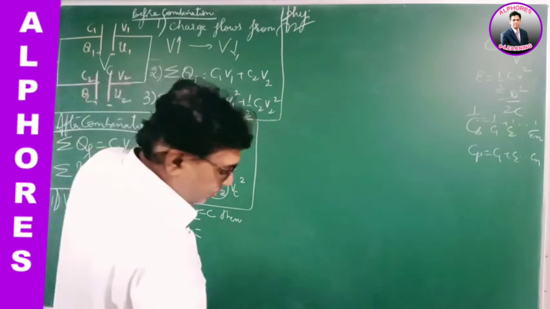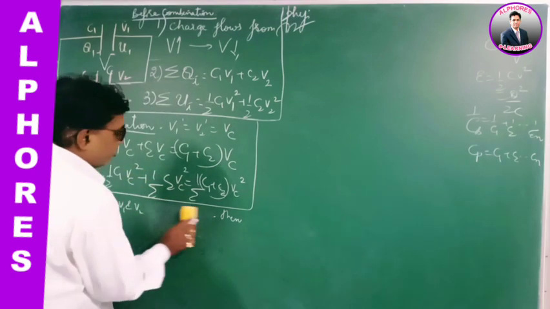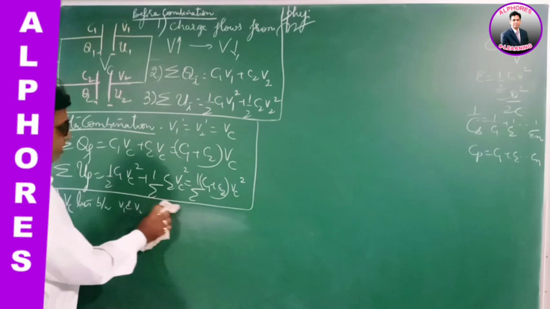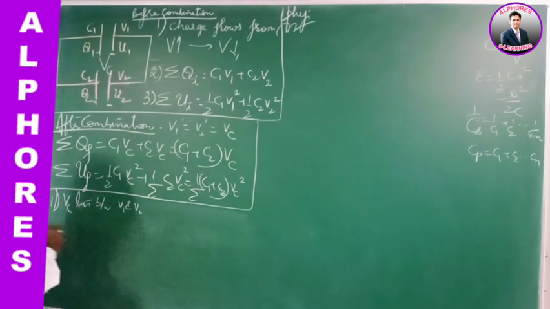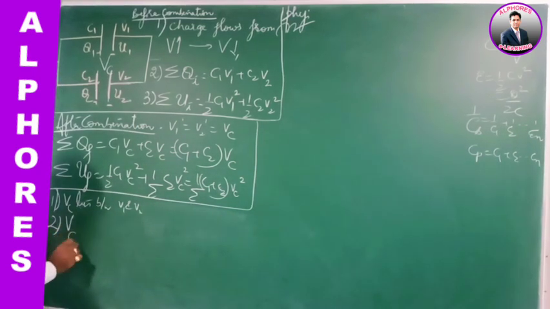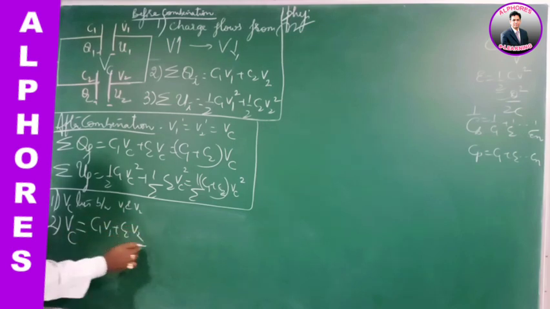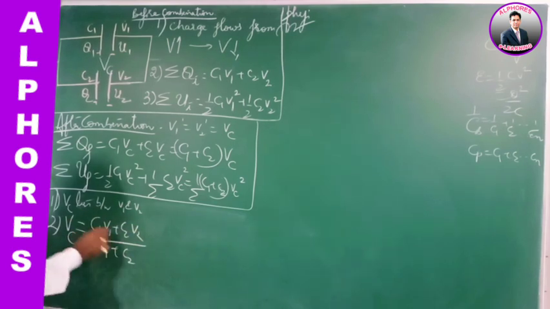Actually, what is the common potential formula? First we will write the common potential formula, then we will talk about the theory things. So what is the common potential? It is C1 V1 plus C2 V2 by C1 plus C2.